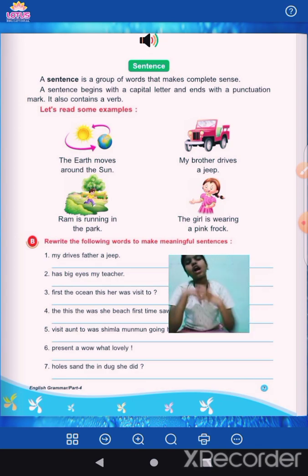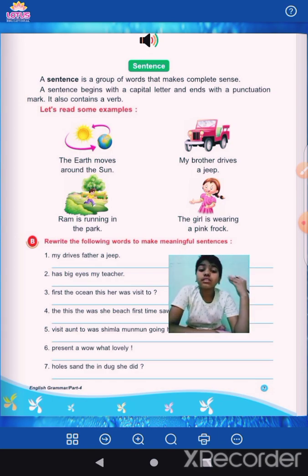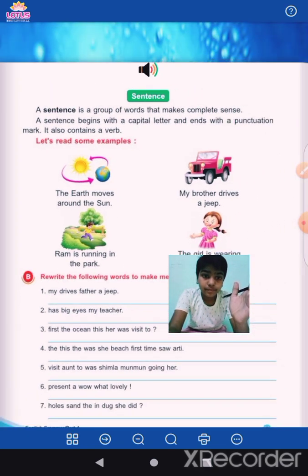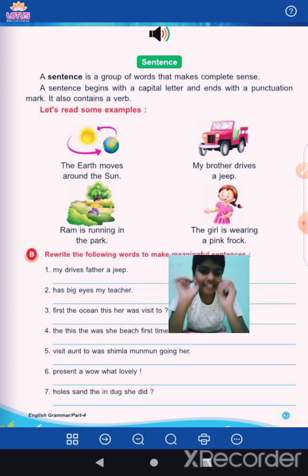So now you are learning about sentences. What are sentences? According to the book, a sentence is a group of words. Like a word was made of letters, whenever words come together, they make a sentence. And a sentence is a group of words that makes complete sense.